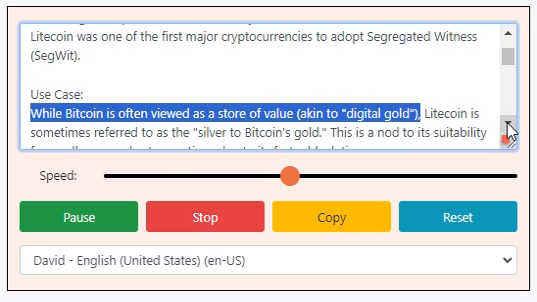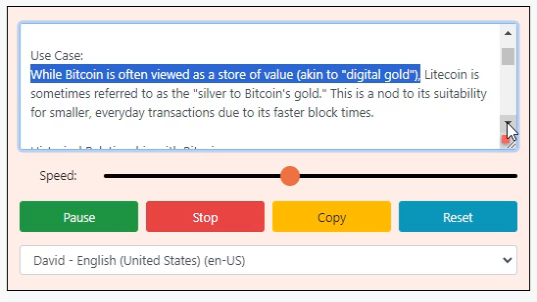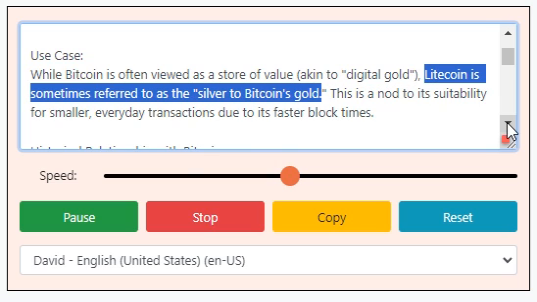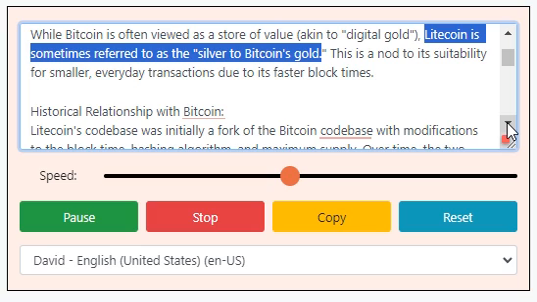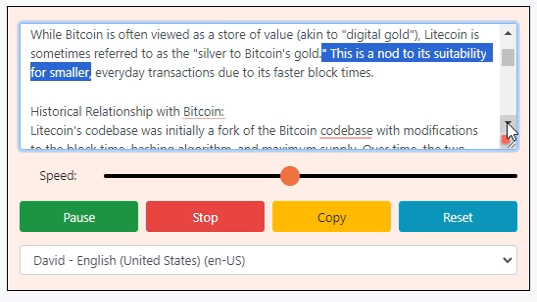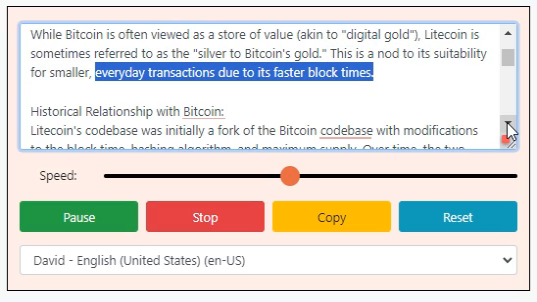While Bitcoin is often viewed as a store of value, akin to digital gold, Litecoin is sometimes referred to as the silver to Bitcoin's gold. This is a nod to its suitability for smaller, everyday transactions due to its faster block times.